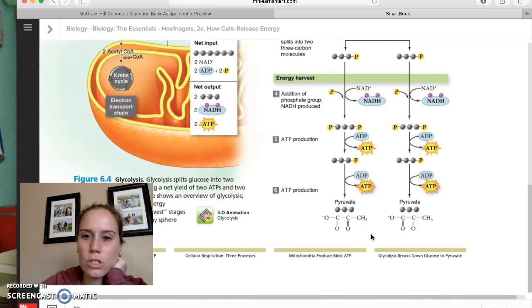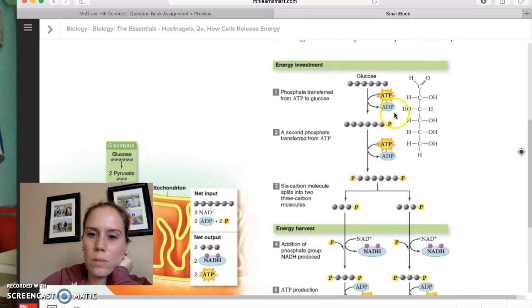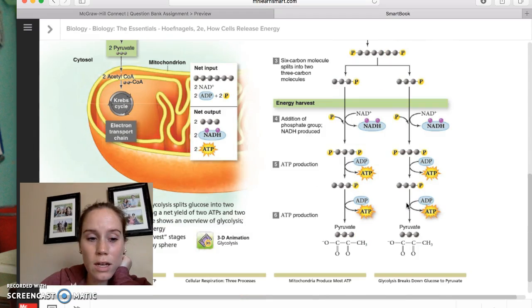And that's because you're going to use some ATP right here, 2 molecules. So now you're in the negative. If you do the math, you're in the negative 2 ATPs. You make 2 more in step 5. So now you've broken even, and then you make 2 more. So now you're in the positive. So your net output are 2 ATP molecules, these 2 NADH molecules, and then you have these 2 pyruvates, okay? And these are going to get sent to the Krebs cycle. So let's go to the Krebs cycle.